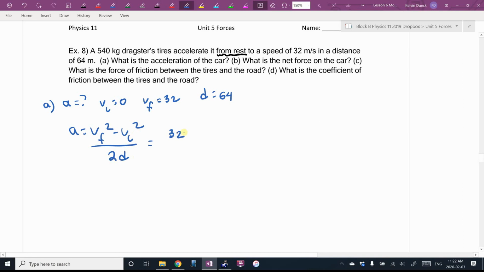So it's going to be 32 squared minus 0 squared all over 2 times 64. Oh, I can do that in my head. It's going to be 32 times 32. The 64 is going to cancel one of the 32s. It's 32 divided by 2. 16? Yes?